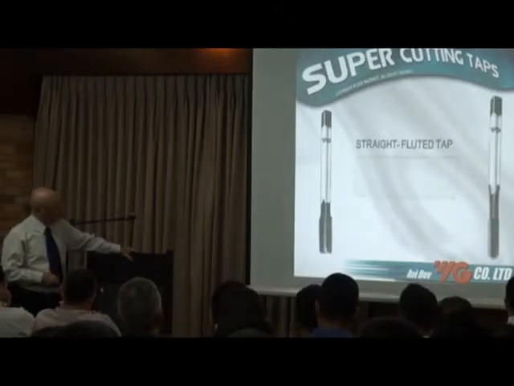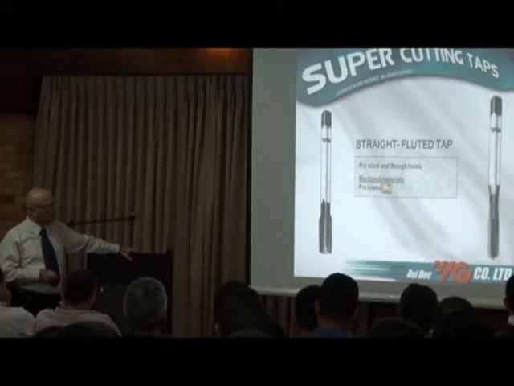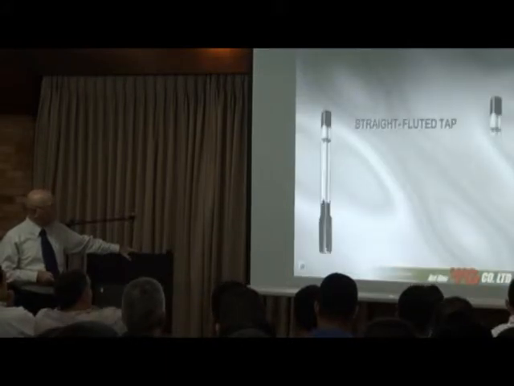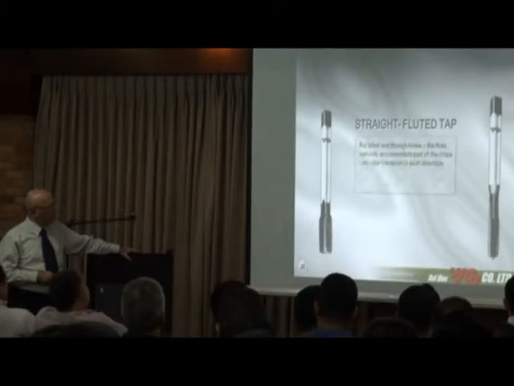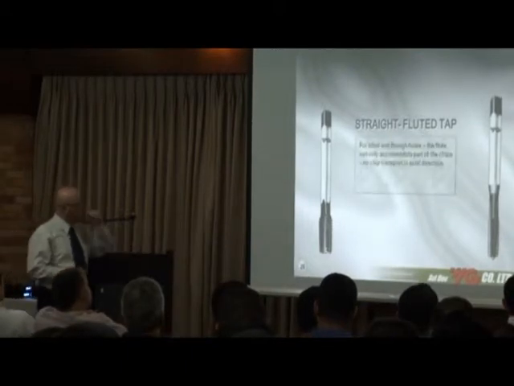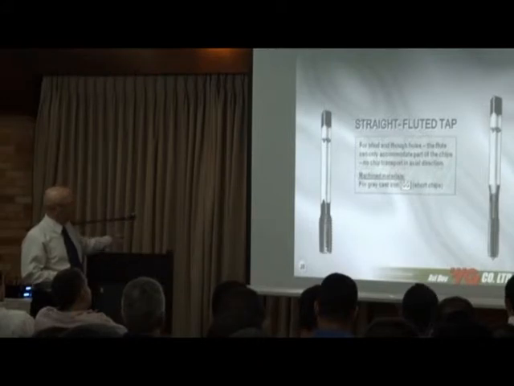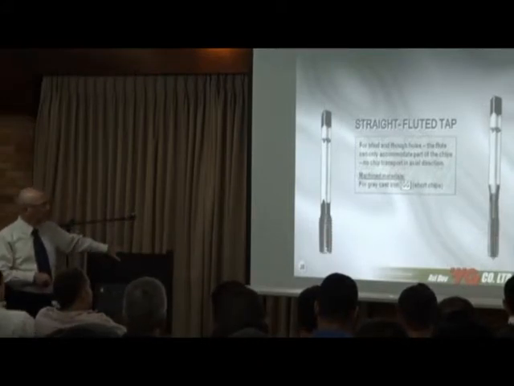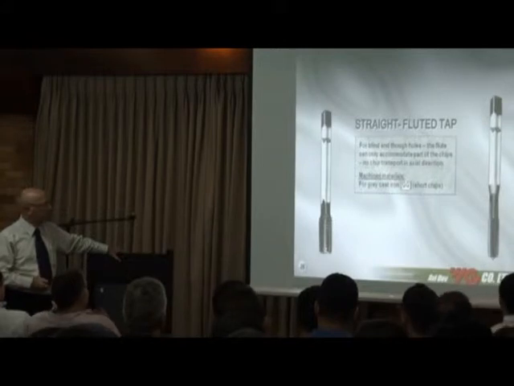And another straight flute tap, applicable for brass. Then we have another straight fluted tap, mainly for cast iron, short chips materials. Blind and through holes.